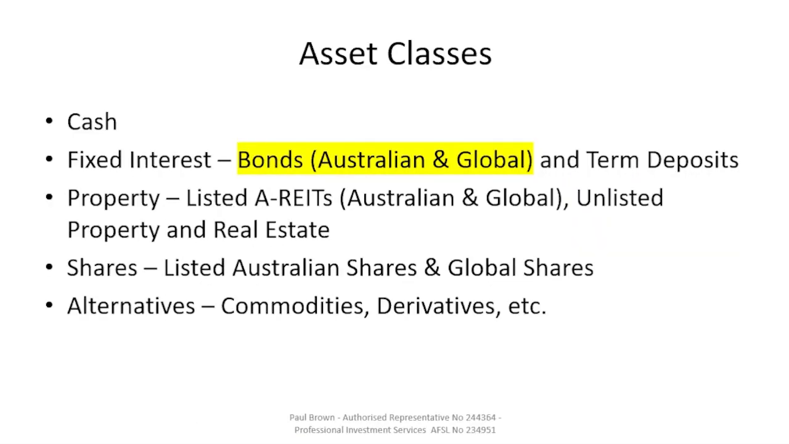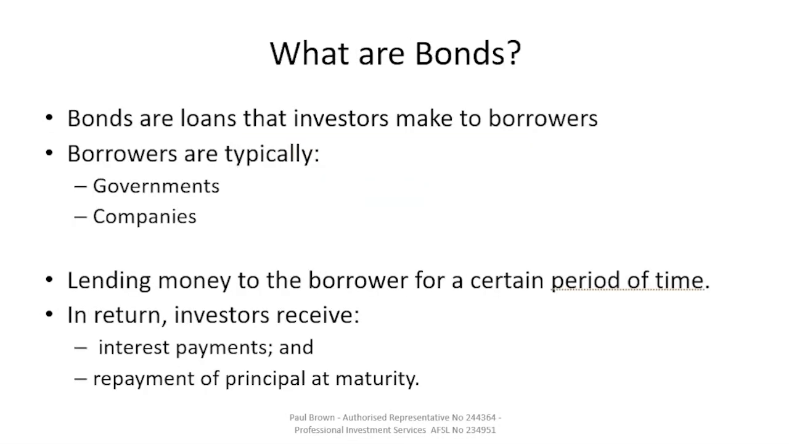Firstly, let's just cover the broad asset classes. We have cash, we have fixed interest, bonds, which is what we're going to discuss today. Term deposits also fall into fixed interest. You've got property, listed and unlisted property, real estate, shares, both Australian and overseas, and then you have alternatives like gold or other sorts of investments that don't really fit into the other four buckets. So let's move on to what are bonds.